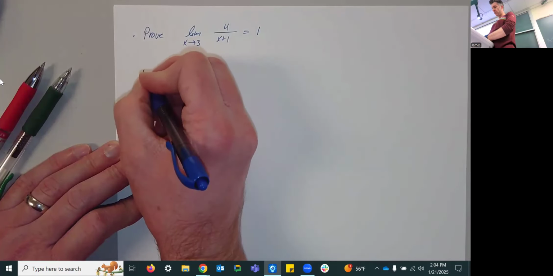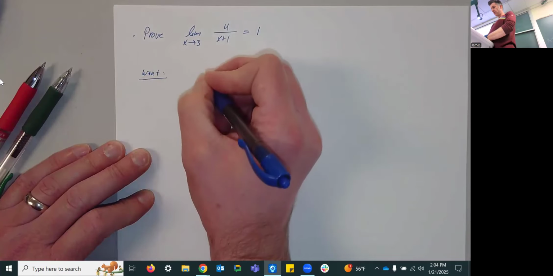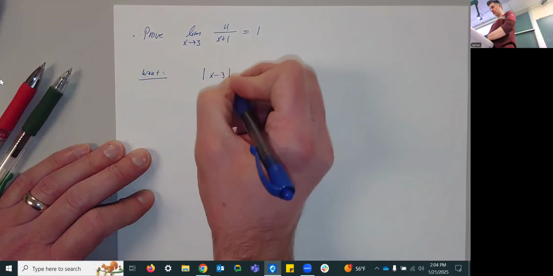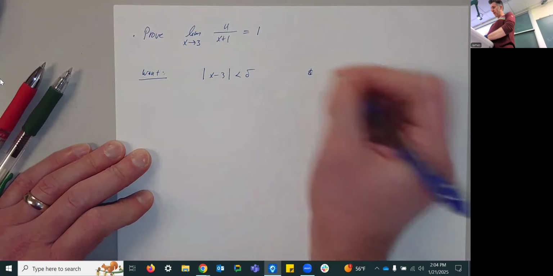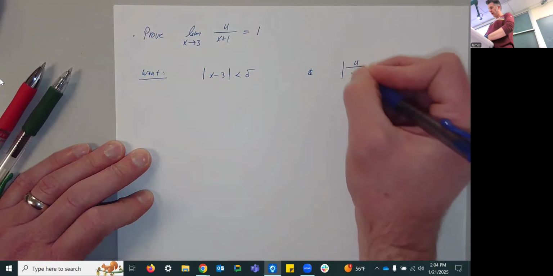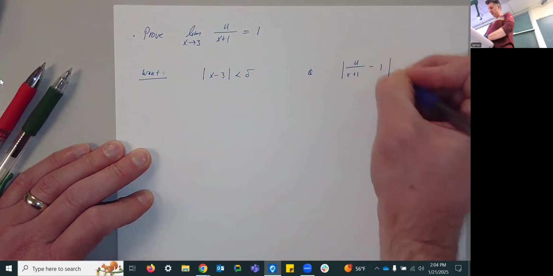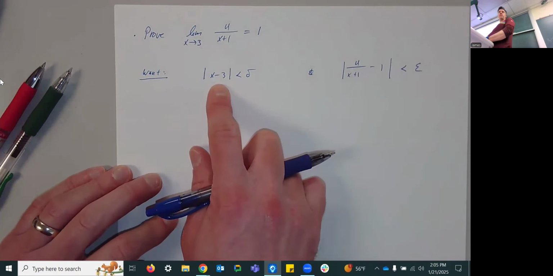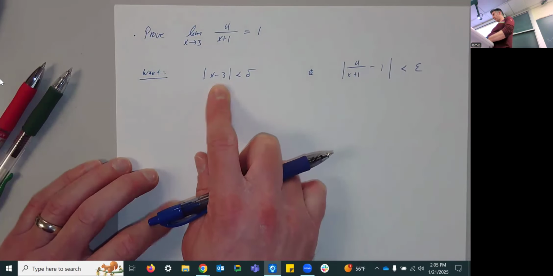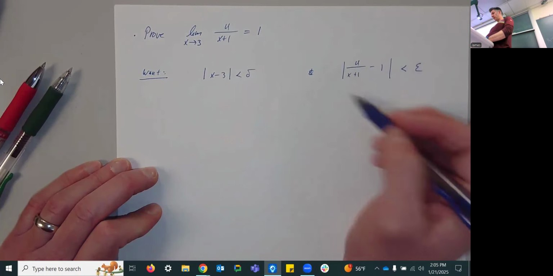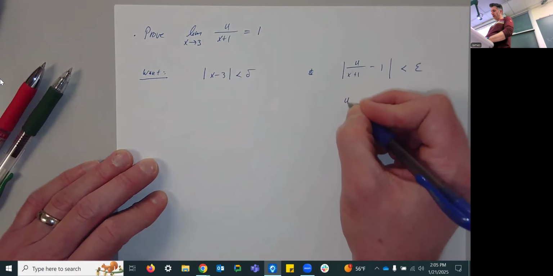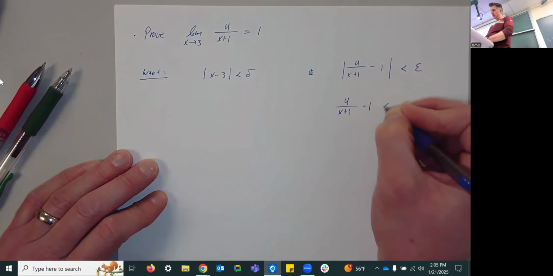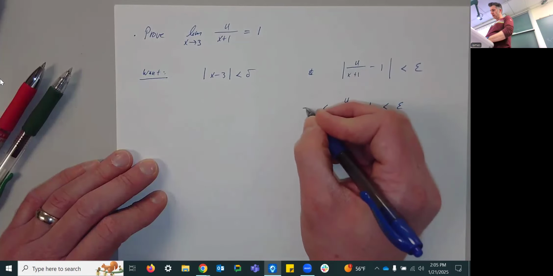We both want the absolute value of x minus 3 less than delta. And we want the absolute value of 4 over x plus 1 minus 1 to be less than epsilon. And our goal is to try to make this look like that. We'll see if I can get there. I'll try my best. So I'm just going to start manipulating this. I have 4 over x plus 1 minus 1 less than epsilon, bigger than negative epsilon.